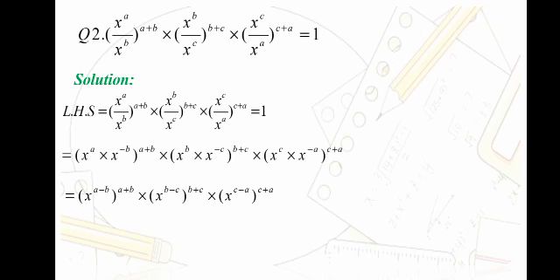Now here base is same, the powers will be added. If there is a negative sign, then we will use the negative sign. So the equation will become x raised to power a minus b whole power a plus b, x raised to power b minus c whole power b plus c, into x raised to power c minus a whole power c plus a. Now here you can see that a minus b and a plus b are multiplying with each other, and this is the formula that when a minus b and a plus b multiply with each other, it will give you the result a square minus b square.